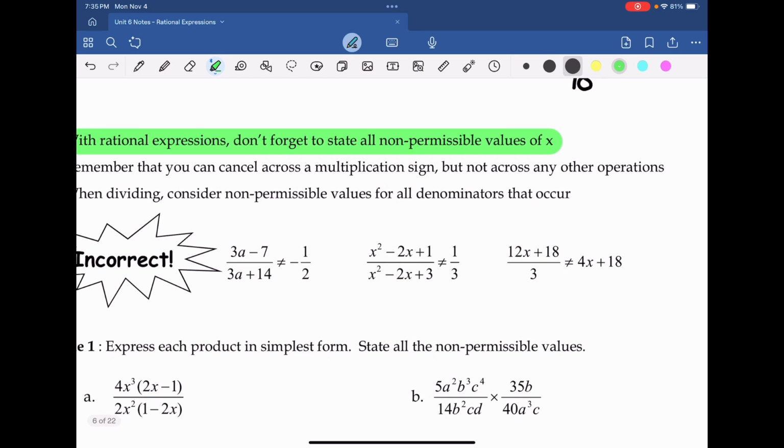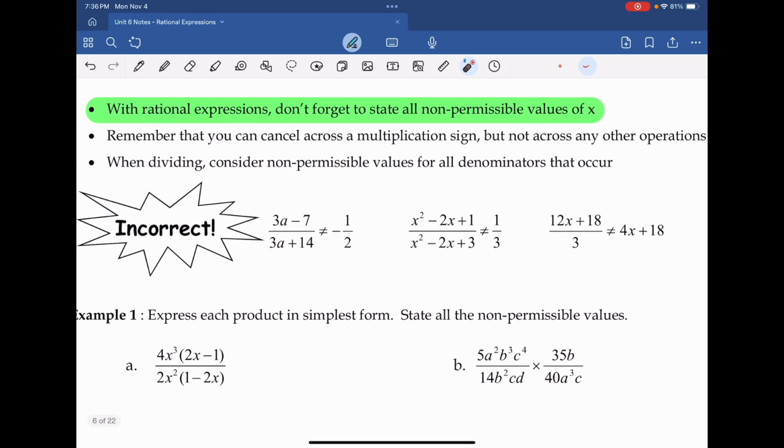Now, remember that when you cancel across a multiplication sign, this works, but it doesn't work for any other operation. So if you're doing something like division or subtraction or addition, you can't just simply say, oh, there are terms across in different fractions, cancel them right away. It only works for multiplication in that way. Lastly, when dividing, we must consider the non-permissible values for all denominators that occur. That's going to be that secondary line that I want you to highlight, because as we move into part 2, you're going to see that it becomes more critical than ever.